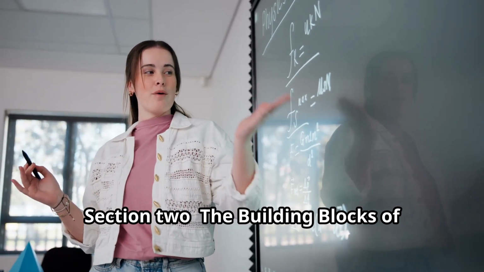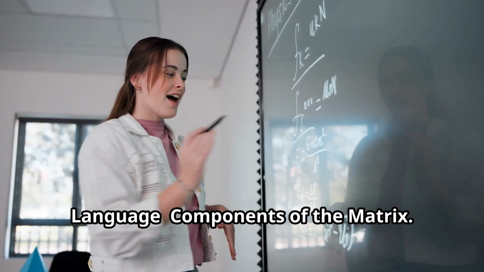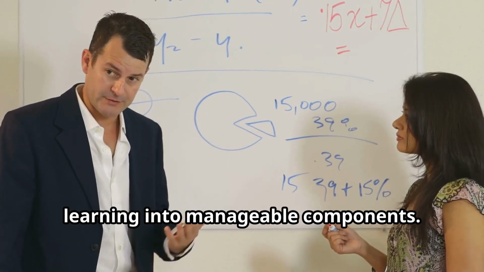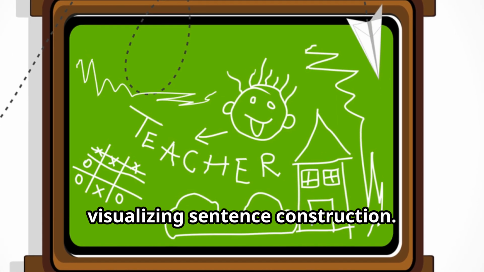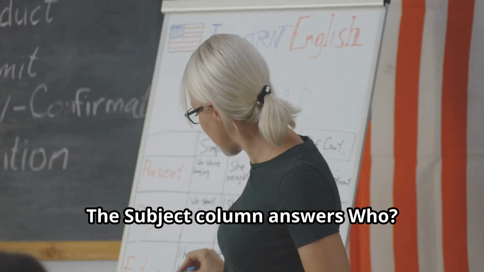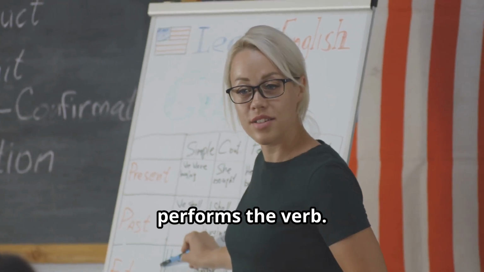Section 2. The building blocks of language: components of the matrix. The matrix method breaks down language learning into manageable components. Each column represents a grammatical element, visualizing sentence construction. The subject column answers who or what performs the verb.